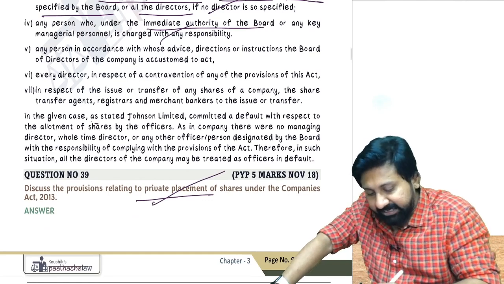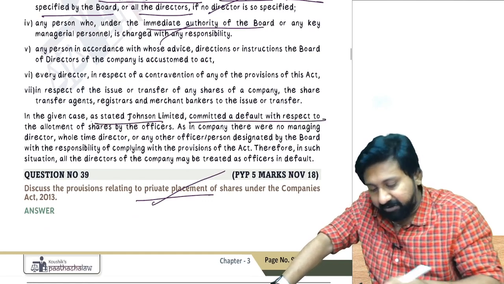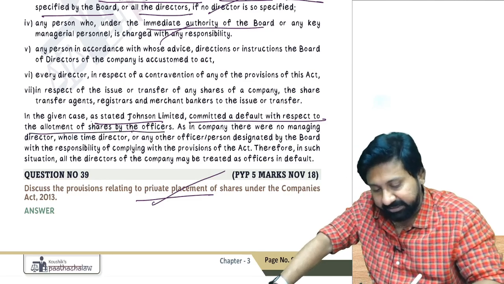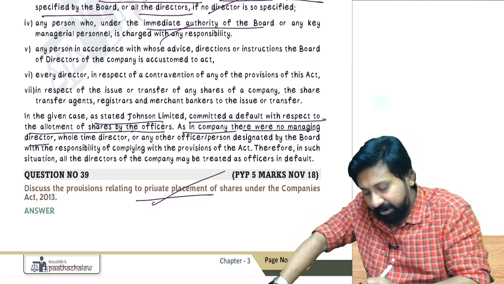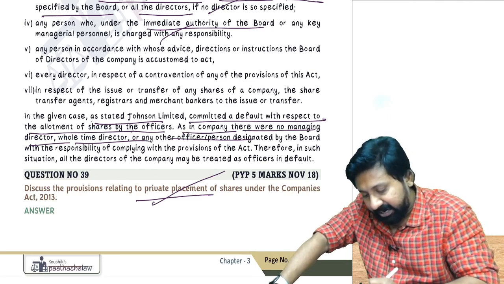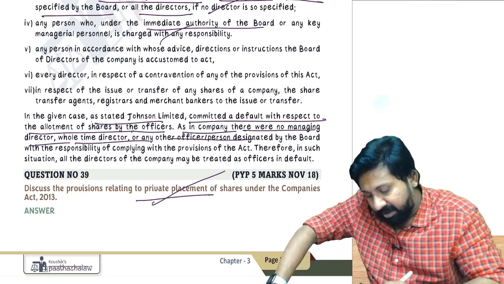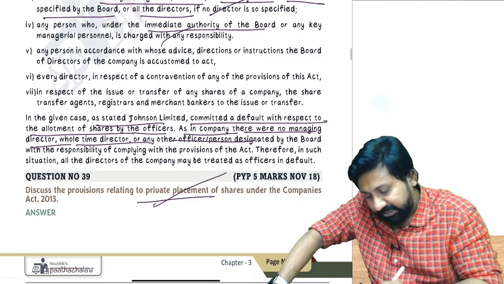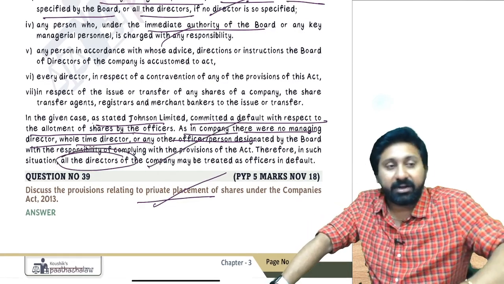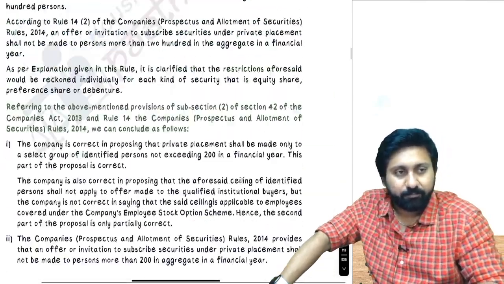In the given case, as stated, Johnson Limited committed a default with respect to allotment of shares by officers. As in the company, there were no MD, whole-time director, or any other officer designated with the responsibility, therefore all directors of the company may be treated as officers in default.